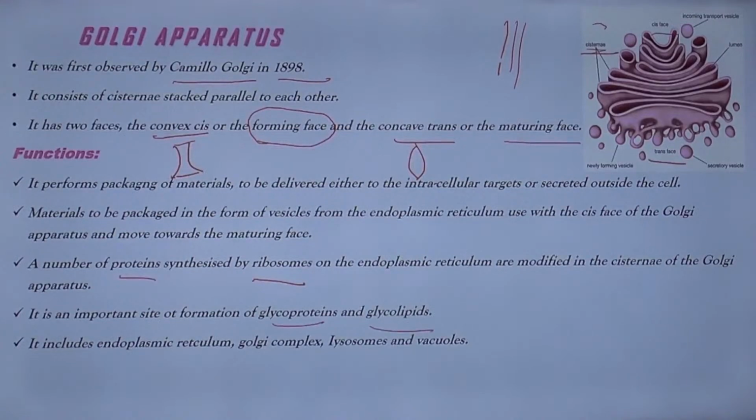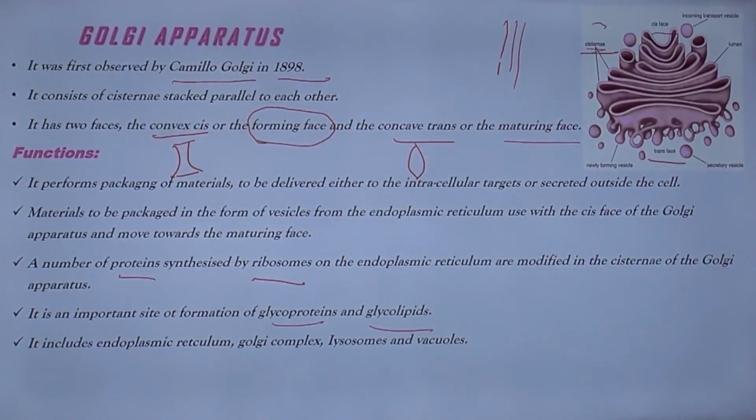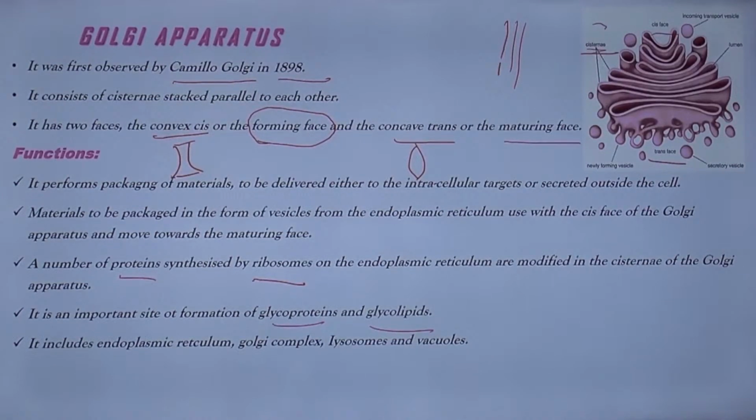So this Golgi apparatus is the site of formation. What formation? Glycoproteins are present in the Golgi apparatus and glycolipids are also present in the Golgi apparatus. Because why are proteins and lipids present?